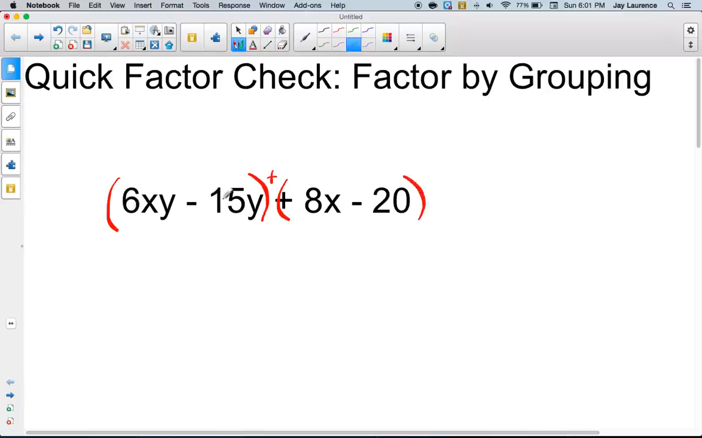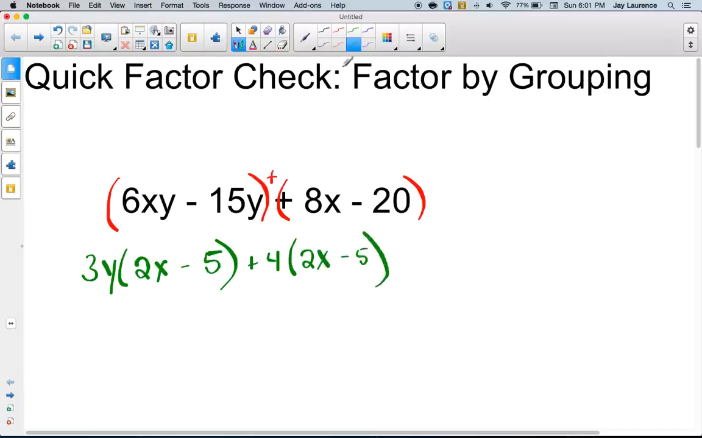All right, I'm going to look for the GCF of this first quantity, and I think it's going to be 3y. So I'm going to factor out a 3y, right? And that will leave me a 2x minus a 5. Yep. And then over here, I think my GCF is 4. So I'm going to, got that plus sign, going to factor out a 4. And when I do that, I'll have a 2x minus a 5. I like that. Remember, there's 2 multiplication problems here, right?